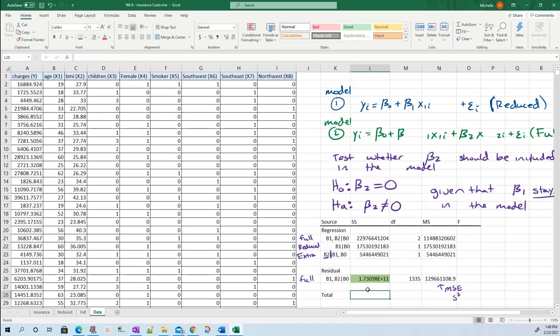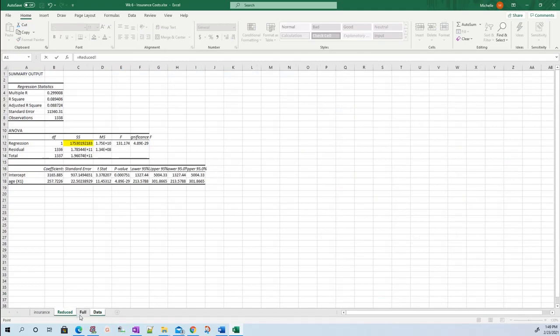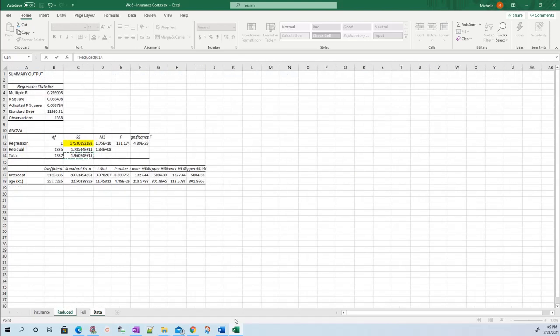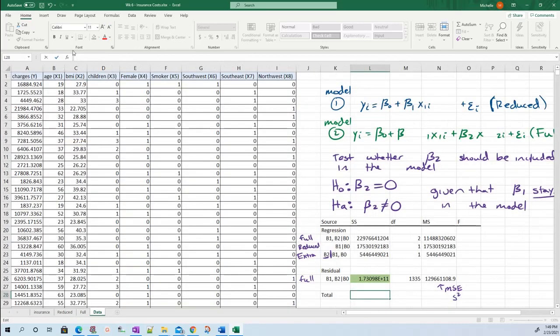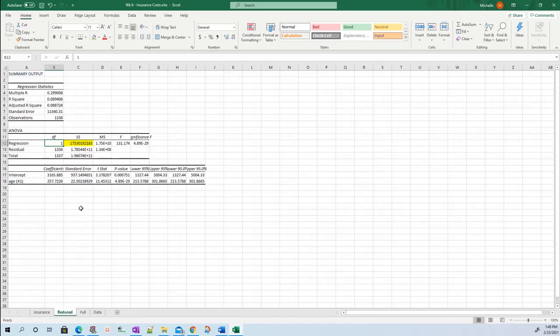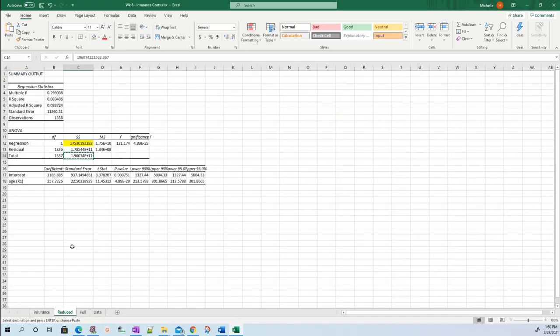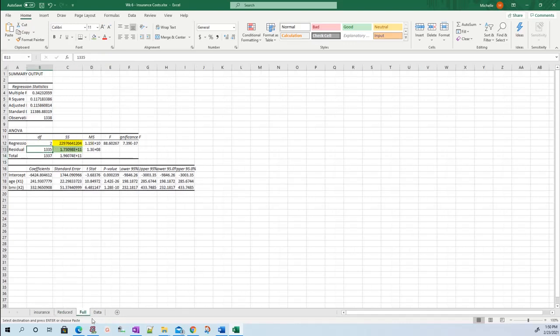All right. Total. I should be able to go to any of these and get the sum of squares total. So if I go reduced or full, notice that the total sum of squares does not change. It doesn't matter which model I pull it off of. Let's copy it, Control C, paste it, Control V. Also for the sake of completeness, your total degrees of freedom is always your sample size minus 1, so 1337. For full or reduced, it should be the same.